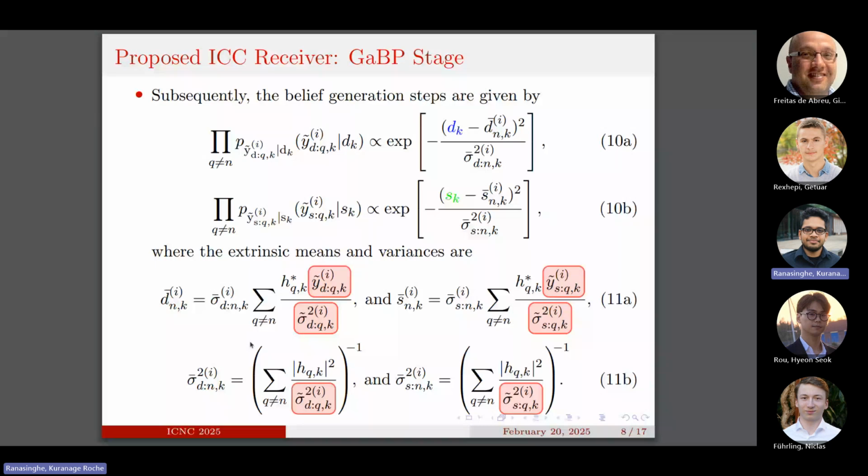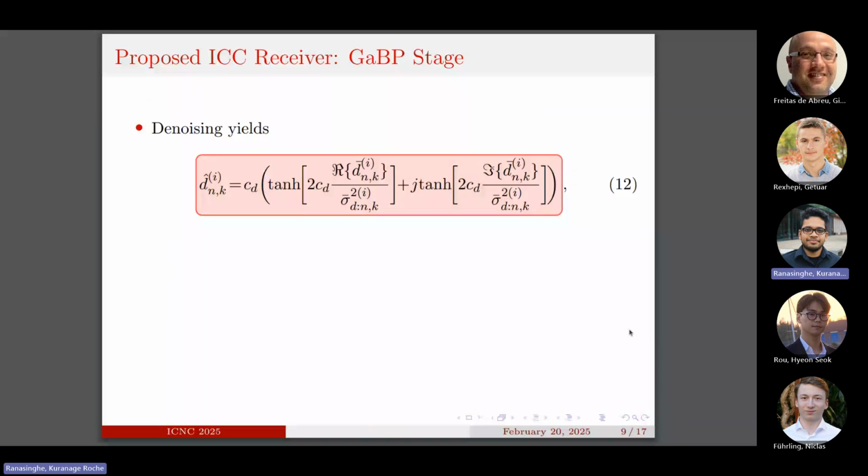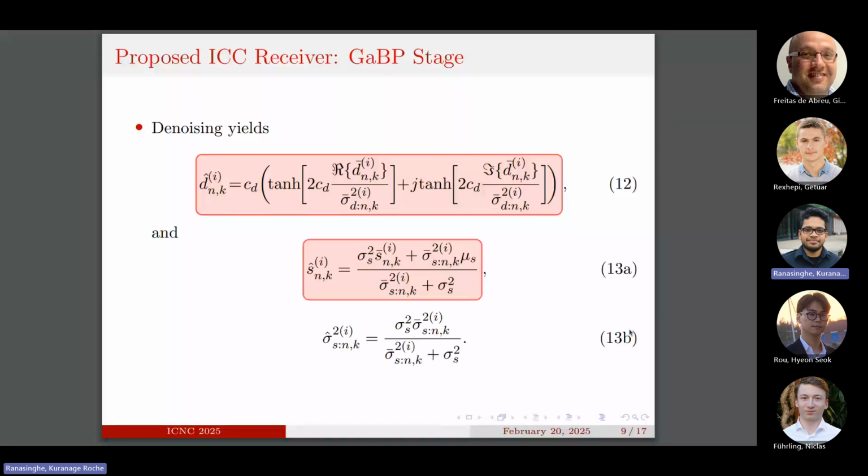For example, as you see, when you compute the extrinsic means of the data, you only use the soft interference cancelled means and variances of the data and not of the computing signal. And the same goes for the computing variables as well. So we can now take advantage of the fact that we are working with the discrete constellation for the data signals, and we have equation 12, which is the typical QPSK denoiser for these variables.